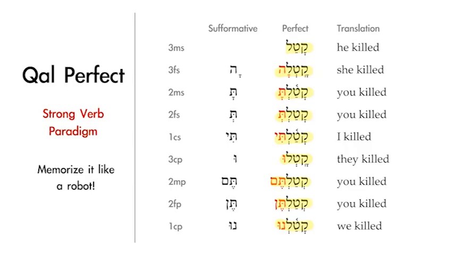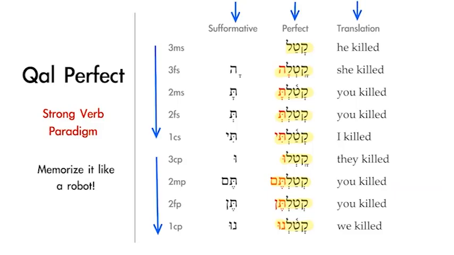You'll observe that this paradigm is arranged first with the third person, moving down to the first person singular, and then plural. You'll see in the sufformative column that we've listed each of the different sufformatives or suffixes added to the verb that are used to indicate person, gender, and number. Those sufformatives appear in red in this column labeled perfect. Finally, we give a translation, which is a basic translation, a simple past tense.